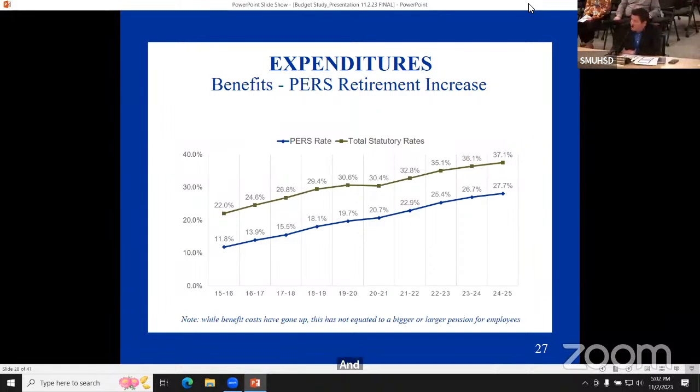Plus workers' comp, plus Medicare, plus unemployment. Yeah. And then as well, PERS is the same, but also plus Social Security.